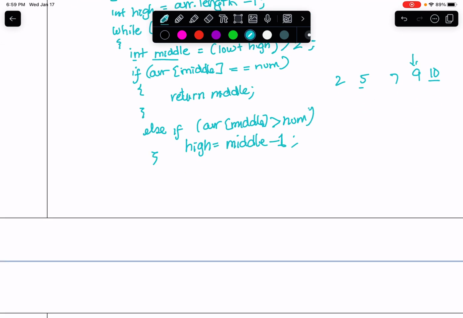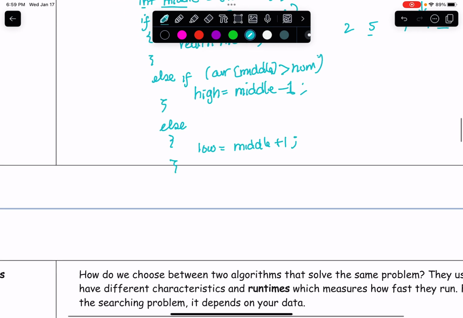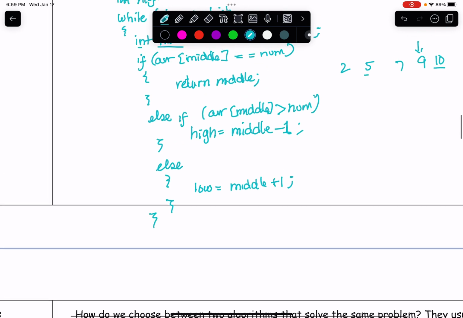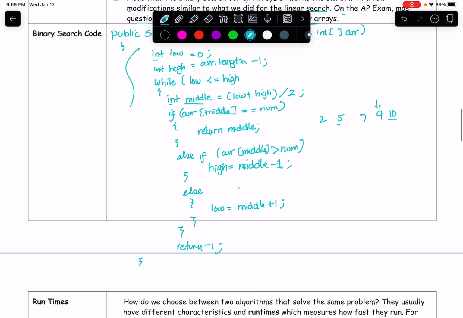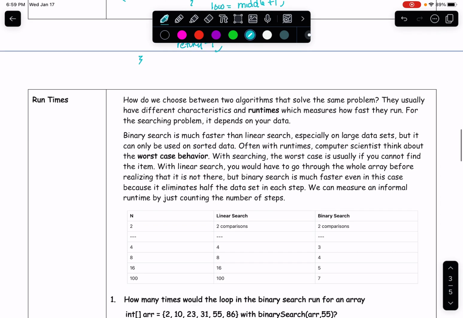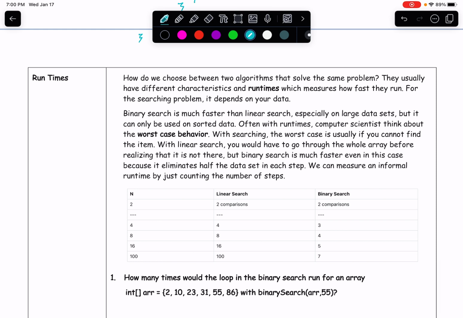And then if it's not greater than num, that means it must be less than num. So else, low equals middle plus 1. And then if it never found it in the whole while loop, we're going to return -1. And then we close our method out. All right, so you should be able to understand this and think through this. Okay, I'll stop the video here and then we'll go on.